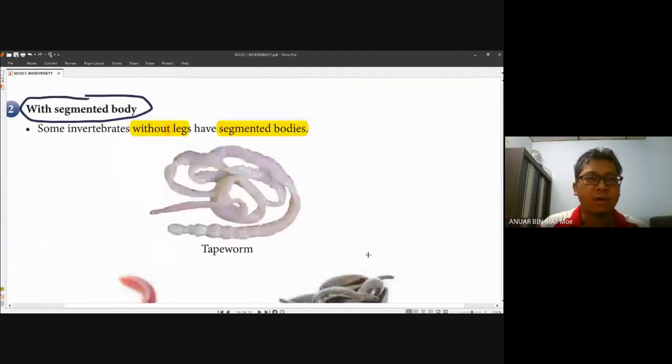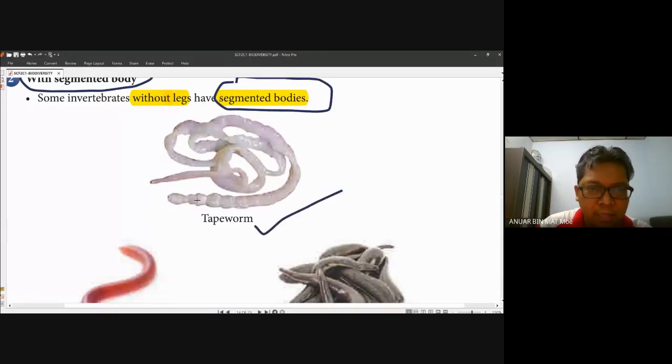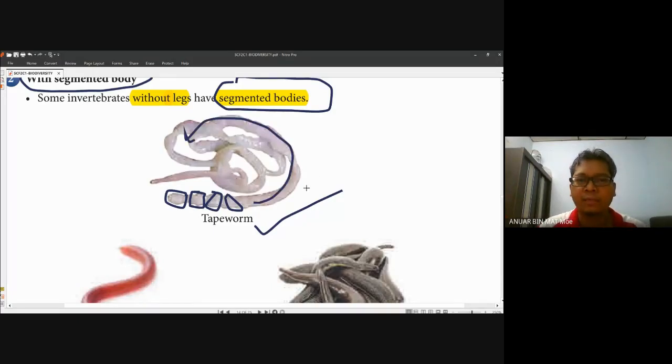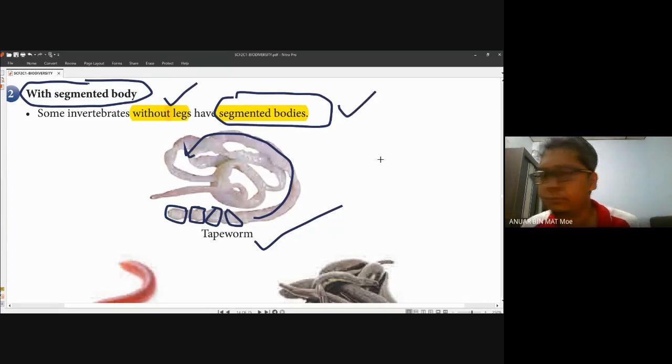So the example of organism or invertebrate without leg and has segmented body, number one is tapeworm. Can you see here? Can you see it's different? This is one segment. This is one segment. This is for the tapeworm. This is another segment. And through all the body of the tapeworm, we have segmented body, meaning that it can be separated into segments. This is what we call segmented body. Okay, in invertebrate, remember, without leg and segmented body, right?